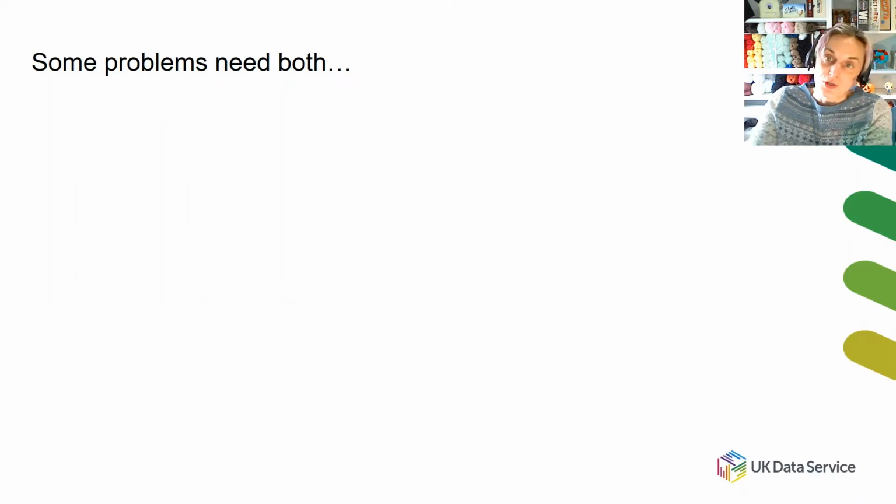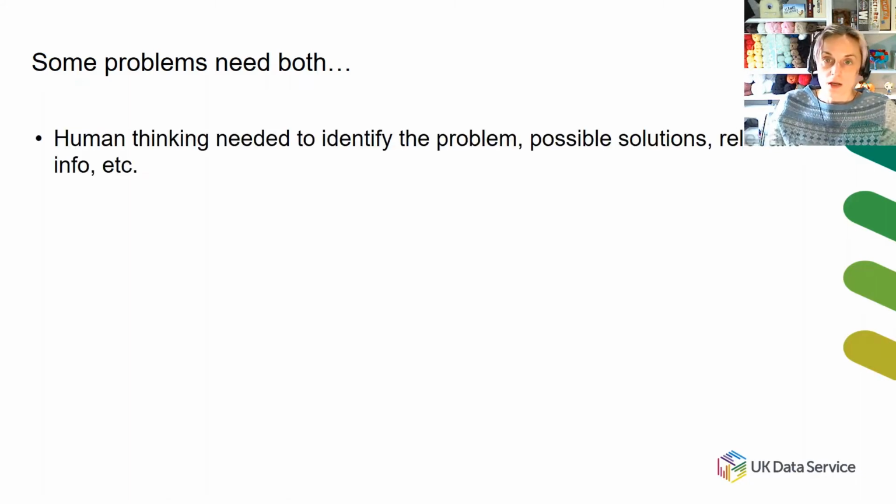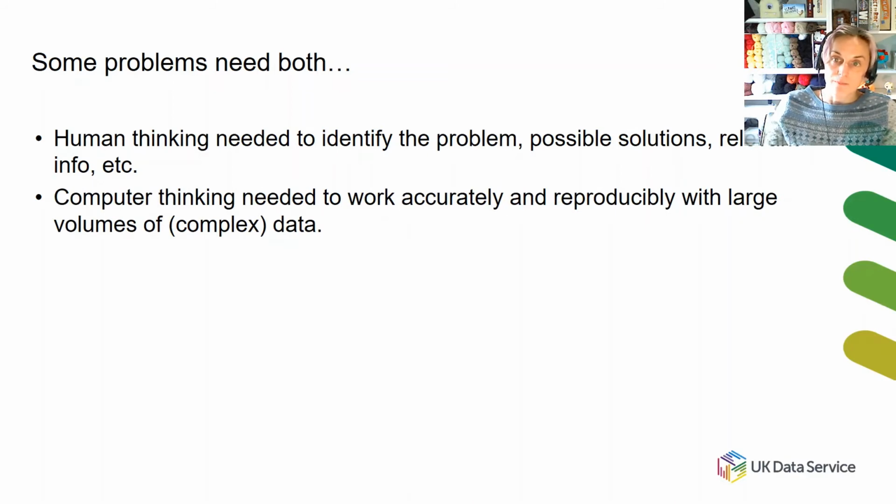So the reason you need computational social science is that there are problems in the world that need both human thinking and computational thinking together. For example, you need human thinking to identify the problem and possible solutions and relevant information. And you need computer thinking to work accurately and reproducibly with large volumes of complex data.